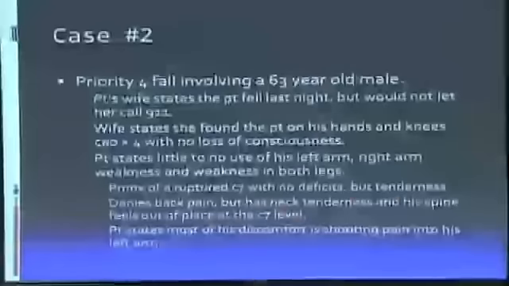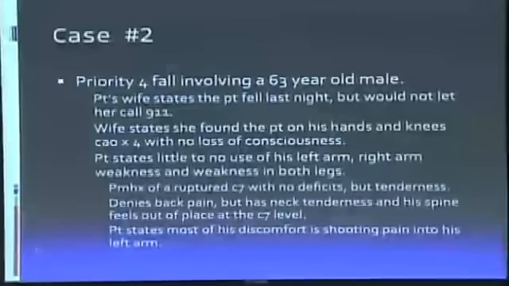So this is case number 2. This is an interesting guy that sounded like he was quite a character. He was a 63-year-old guy that his wife called and said he had fell the previous night but wouldn't let her call that night. She found him on his hands and knees. He was conscious but unable to really move his left arm, and his right arm was weak, and he had some weakness in both legs, which are red flags for a spinal cord injury.